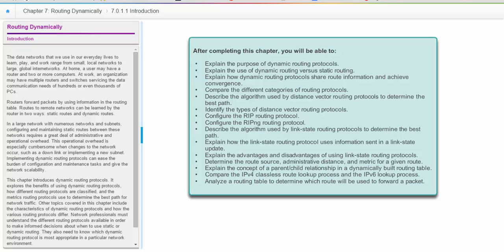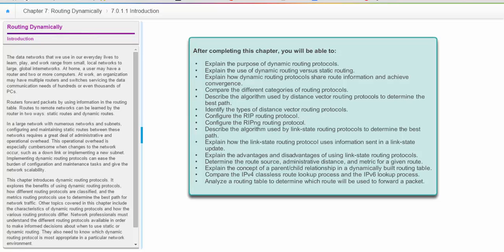Describe the algorithm used by link state routing protocols to determine the best path. We'll explain how the link state routing protocol uses information sent in a link state update. You'll be able to understand the advantages and disadvantages of using link state routing protocols. We'll determine the route source, the administrative distance, and the metric for a given route. And also, we'll talk about the concept of a parent-child relationship in a dynamically built routing protocol.